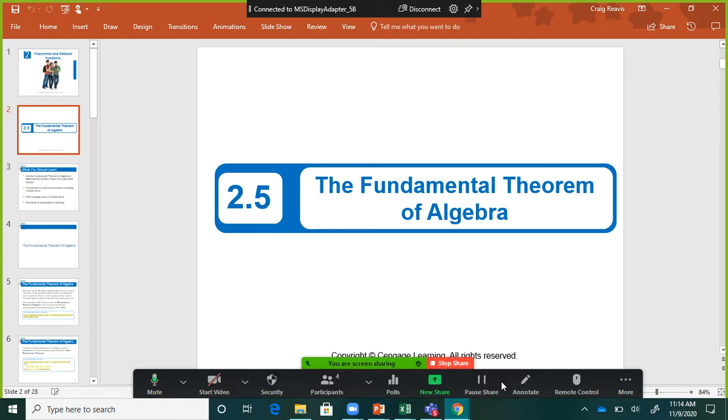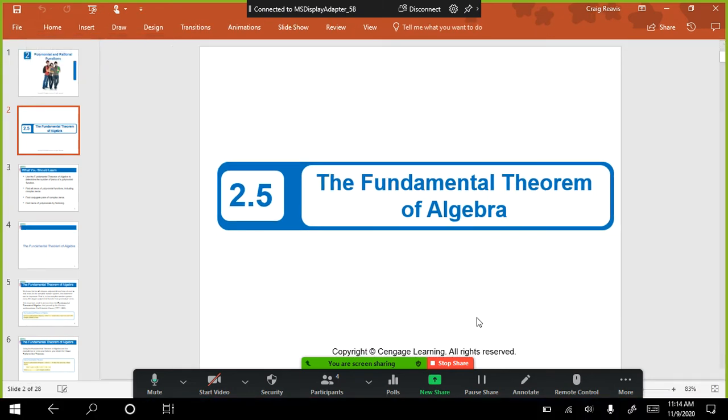Let me hide that. All right, so we are going to discuss the fundamental theorem of algebra. Let me see if I can put this where I can. I think my battery's good. No, my battery is not good. Let me plug this in before I run out of battery. All right.